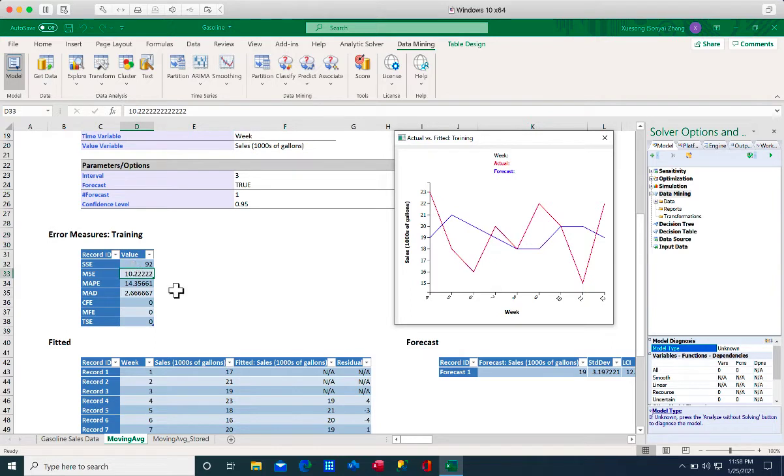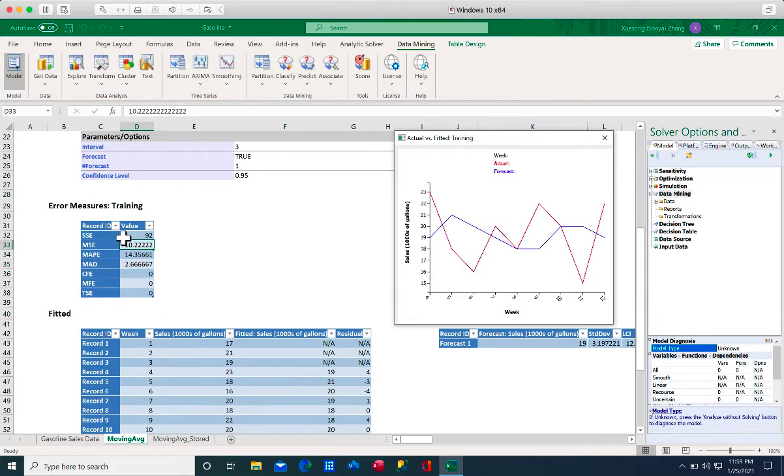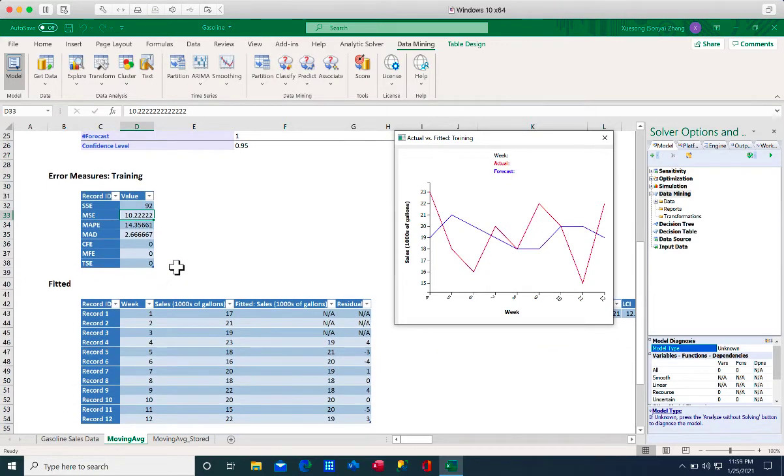We take a look at metrics like MSE, which stands for mean square error. That is a commonly used measurement for regression model performance. And there's also the MAD, in other words the MAE, the mean absolute error, which is 2.66. Our MSE is 10.222. The mean square error is a measure of how close a fitted line is to the data points. So we want to find the model that produces the smallest MSE. We want these two lines to have the smallest differences possible.